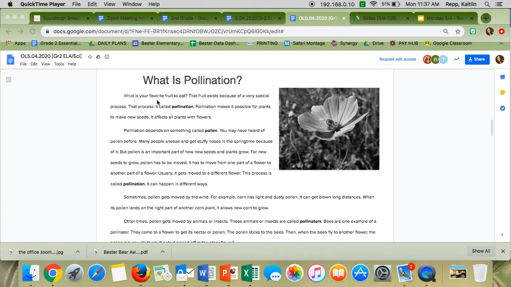What is your favorite fruit to eat? That fruit exists because of a very special process. That process is called pollination. Pollination makes it possible for plants to make new seeds. It affects all plants with flowers.